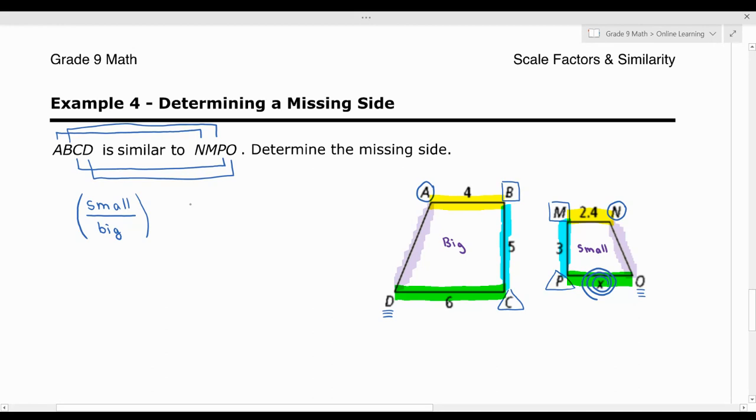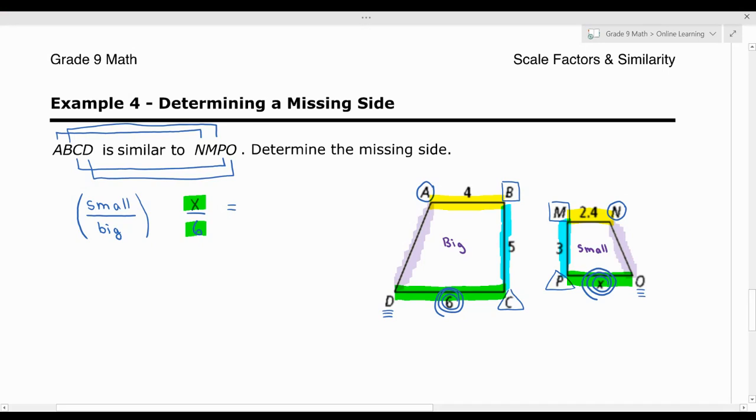So if I have the small on top, I'm trying to say, well, what's the value of x? So this right here. Well, I know that OP is corresponding to CD. So side x is corresponding to this side, which is 6. So I'll go x over 6. So here's the side I want, that came from here. And then here's the side that I know, and that came from here. And I'd already identified that those sides were corresponding with my green highlighter.